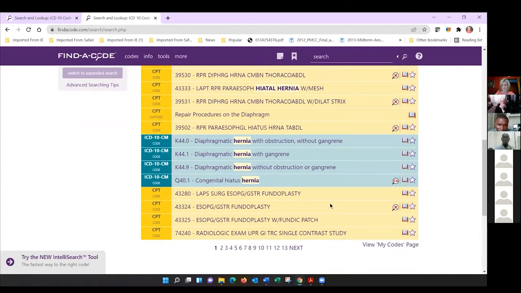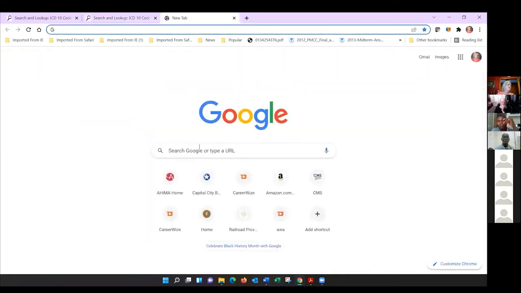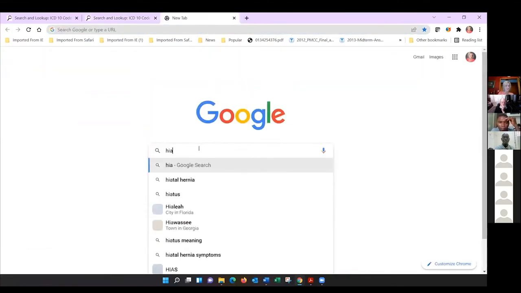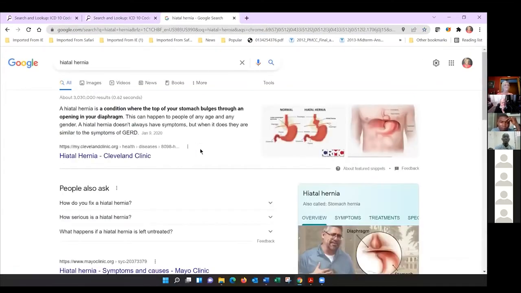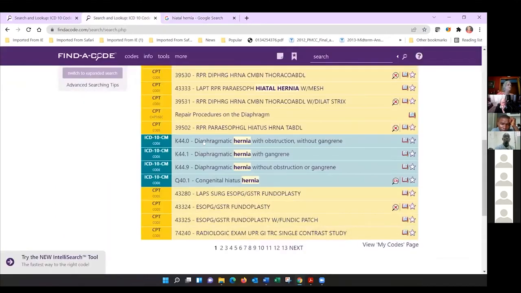So I'm going to Google. Can y'all still see my screen? Mm-hmm. Yes. All right. Hiatal hernia is a condition where the top of your stomach bulges through an opening in your diaphragm. So if I go back to Find a Code, diaphragmatic hernia. Now I got to choose which one.